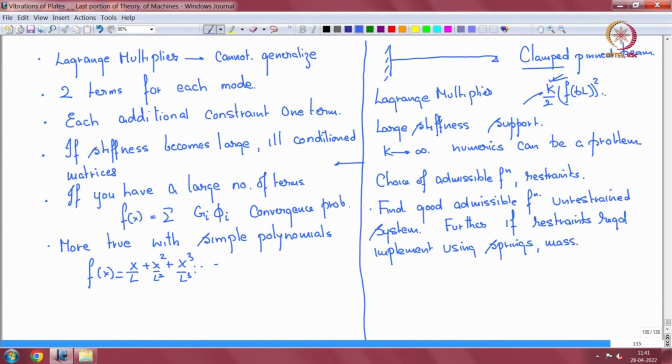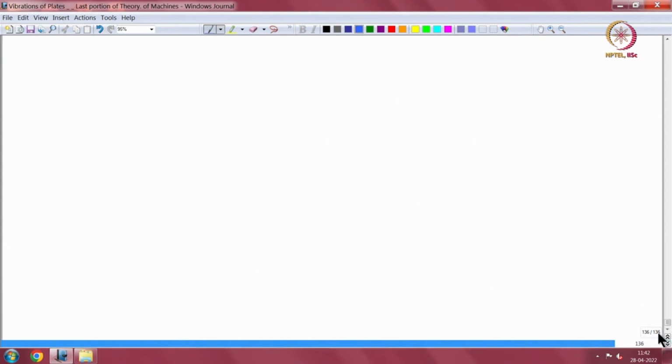Along these lines, I am just giving you some general statements that are made in the textbook. I think they are very useful. Although this is not a place where we evaluate the admissible functions, this is at the very basic level where you learn the methods. But some insights are good to have.